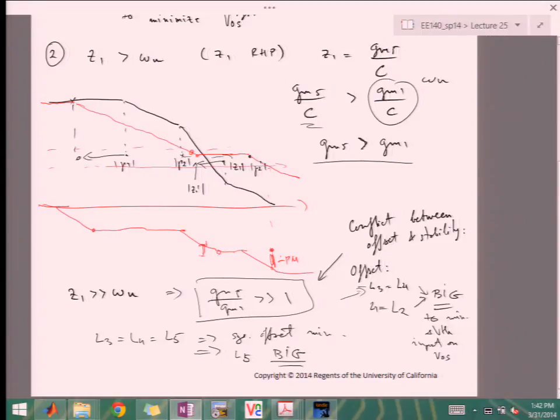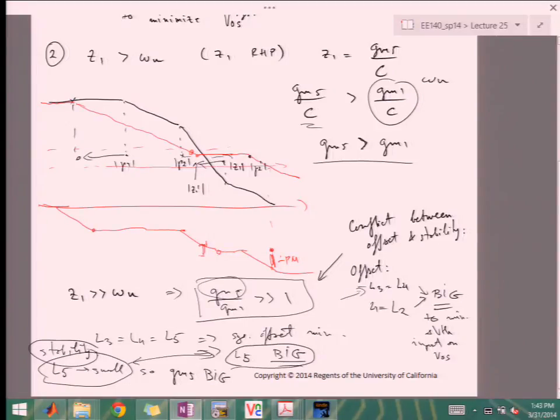But now notice that in this condition over here, we want GM5 to actually be big. Right? So what that means is that we would want L5 to be small, so GM5 big. This is for stability. These are obviously two conflicting conditions, right? So you have to sort of see this trade-off, and depending on the specs that you get in your design, you would have to balance the two.